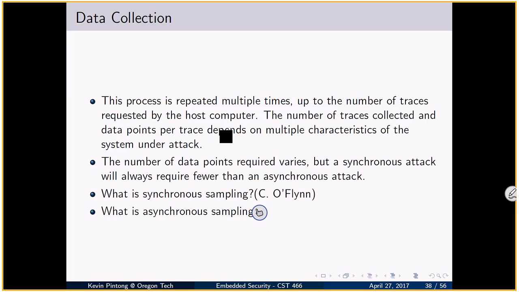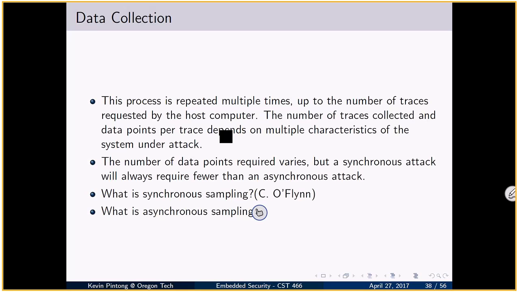So what I meant was you either increase the number of samples you capture, so increase the number of T, the points in the trace, or increase the number of traces itself, D. Those two can both help overcome clock jitter and skew, right? The number of data points required varies, but a synchronous attack will always require fewer than an asynchronous attack.